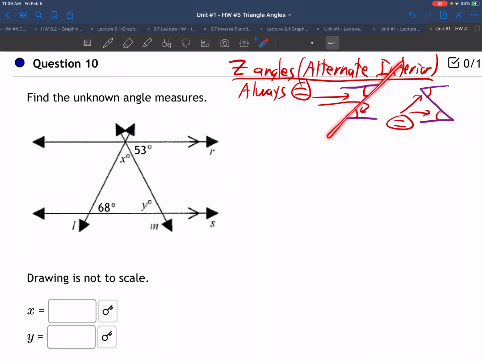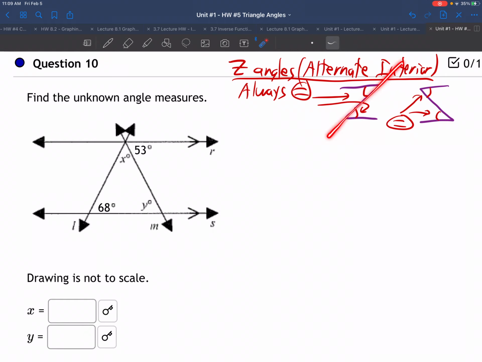Same thing here. You have these two parallel lines. These are on opposite sides of the transversal, and they're interior, alternate interior angles. They're called Z. I just think of them as Z. They're Z angles, forward or backward. You can do forward or backward Z, either way.